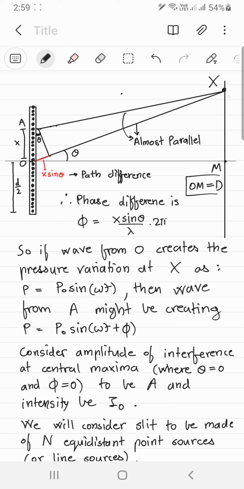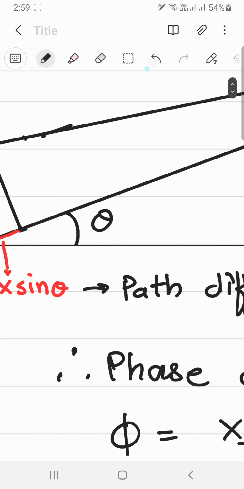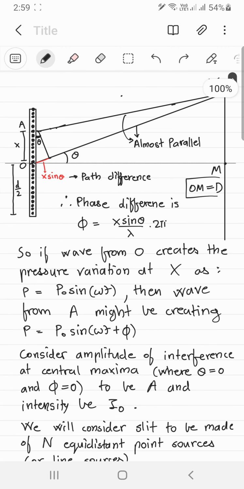Why? Because if you consider this complete thing, this length of the shorter ray, to be a radius, and you make an arc considering this as a center, then that arc will cut this thing at some point over here. So it will cut it almost perpendicular to this ray. And that's because these two are almost parallel, right? They are almost the same ray. So it has to cut with almost 90 degrees. And that's why we can say that yes, this is also the path difference. So the path difference is x sine theta.